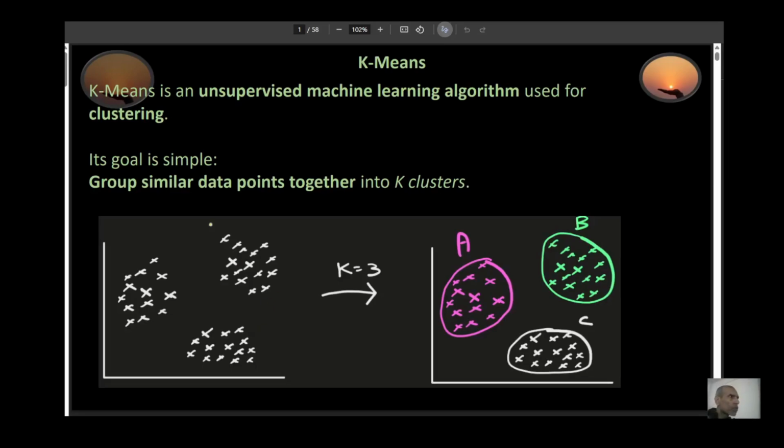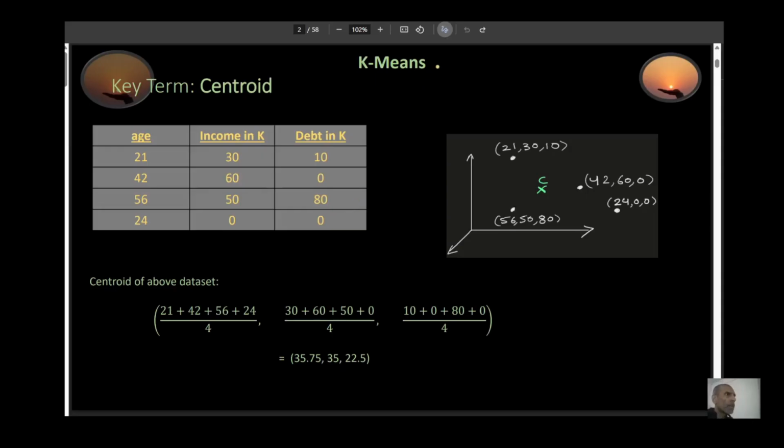K-means is an unsupervised machine learning algorithm used for clustering. Its goal is very simple: group similar data points together into K clusters. For example, suppose these are your data points and you want to group them into three clusters. This algorithm will group them into three clusters: cluster A, B, and C. Now, before I explain the K-means algorithm, let's understand a few key terms.